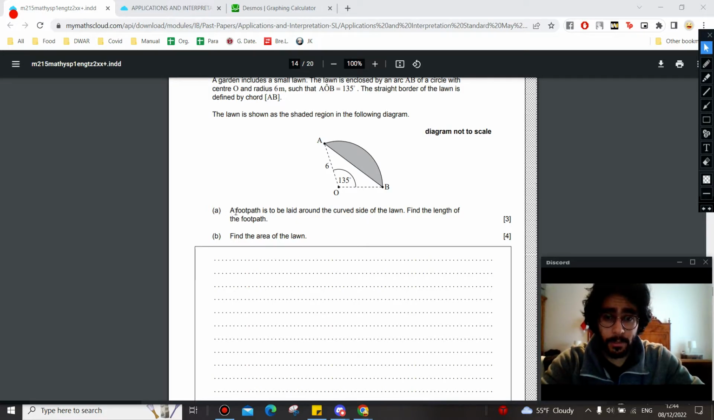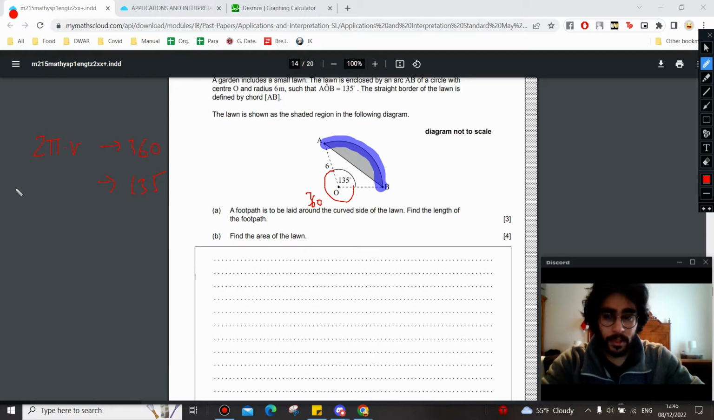So, okay, question number A: the footpath is to be laid around the curved side of the lawn, which means this part. Find the length of the footpath. Well, this is just a part of the, it's like the arc length of the whole circle. What will be the whole circle? Well, the whole circle will be 2 pi times r, right? But since we are looking at some part of this circle, and since the whole circle is 360 degrees, so this corresponds to 360 degrees, we need to find what corresponds to 135 degrees.